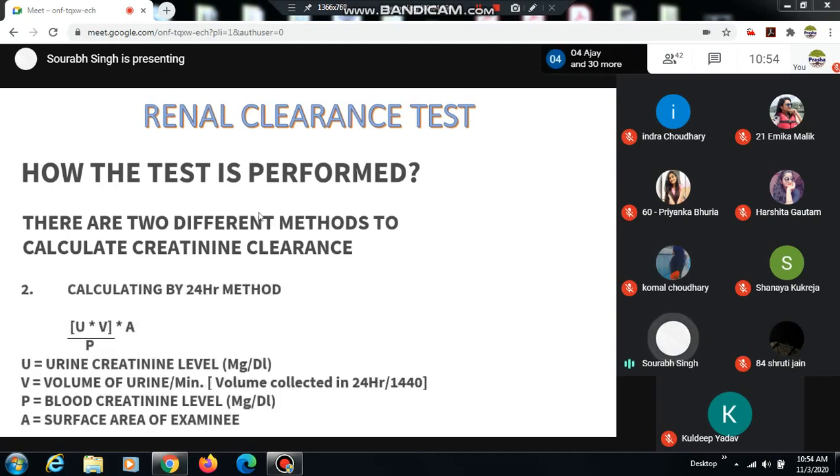The second one, the 24-hour collection process, will have factors U, which is urine creatinine level in milligrams per deciliter, V, which is volume of urine per minute, calculated by dividing the 24-hour volume of urine by 1440, which is the number of minutes in 24 hours, and A as surface area of the examinee. So the question will arise, how will we calculate the surface area of the examinee?